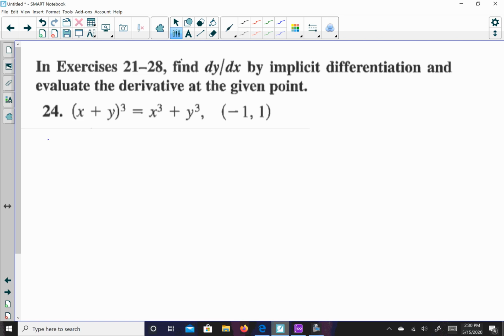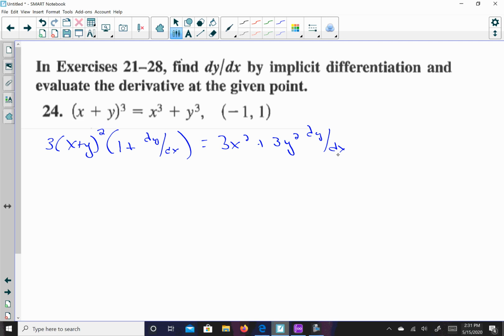Chain rule. I'm going to do 3 times x plus y, decrease that by 1. So that's 2. Now I have to take the derivative of what's inside. The derivative of x is just 1. This plus sign is going to stay a plus sign because I'm going to go term by term. The derivative of y will be dy dx is equal to, this will be 3x squared plus 3y squared dy dx.